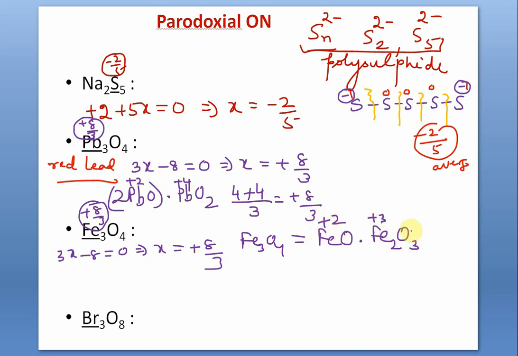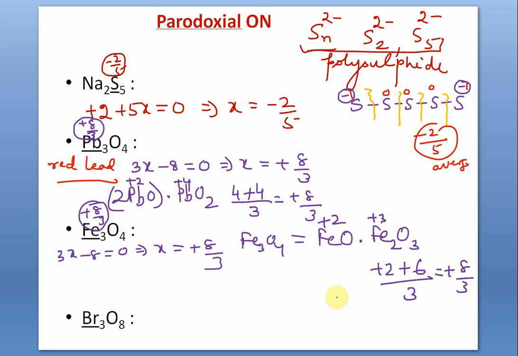So what is the total oxidation state number? Is +2 and 2 of iron 3 type. So +2 +6, because there are 2 iron atoms having +3 state. So total is +6 divided by the number of atoms sharing, which is 3. So the same answer you are getting as you did in the rule method, plus 8 by 3.